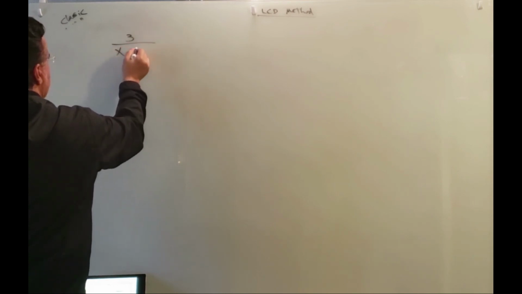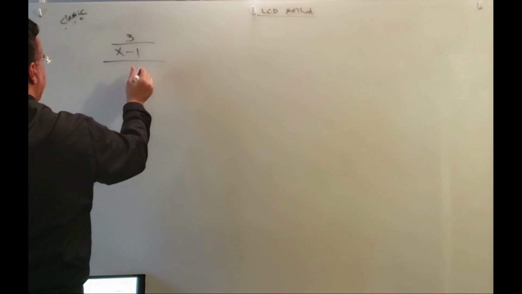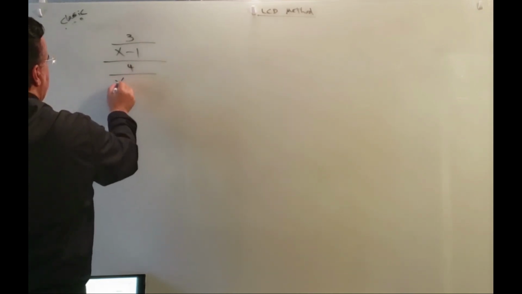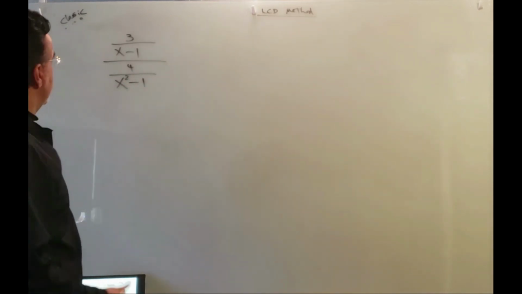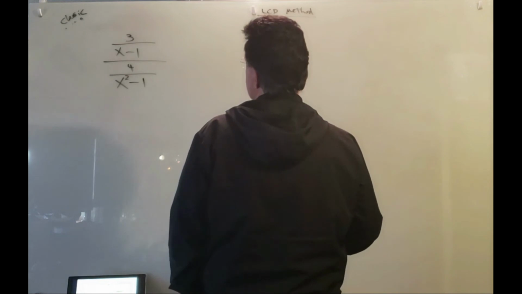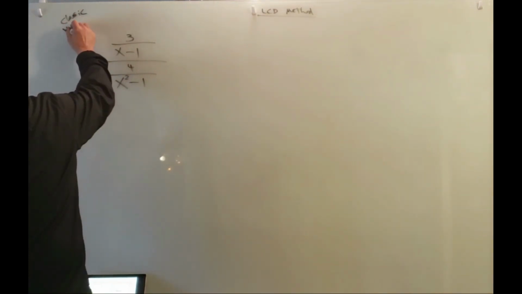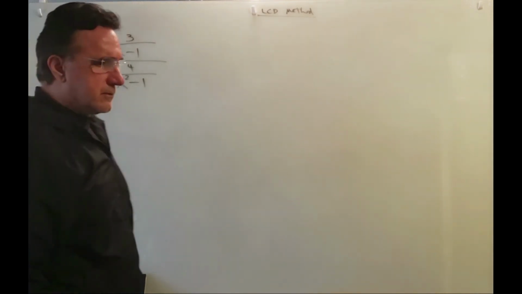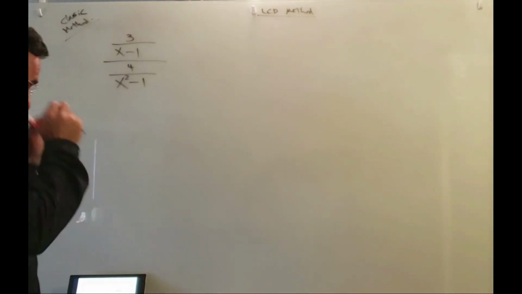Three over x minus 1 over 4 over x squared minus 1. We'll do classic as well as the LCD method. Okay, I would like you to pause the video and try to get the answer on your own first.